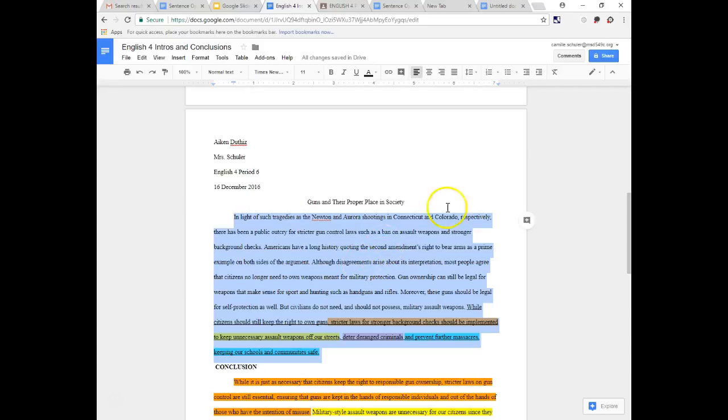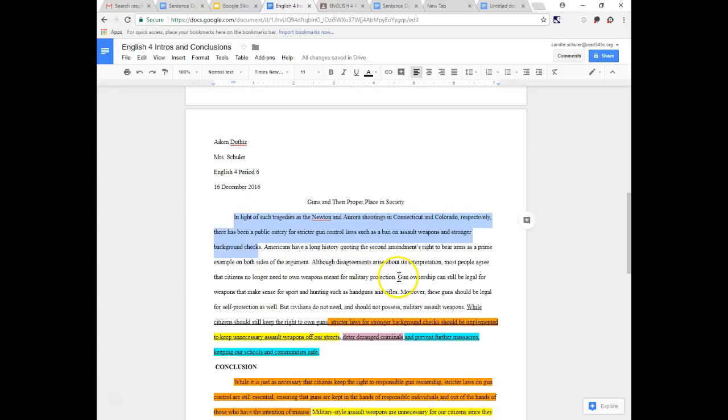Although disagreements arise about its interpretation, most people agree that citizens no longer need to own weapons meant for military protection. Gun ownership can still be legal for weapons that make sense for sport and hunting, such as handguns and rifles. Moreover, these guns should be legal for self-protection as well, but civilians do not need and should not possess military assault weapons. And now the student's going to lead into, while citizens should keep the right to own guns, stricter laws for stronger background checks should be implemented to keep unnecessary assault weapons off our streets. So see, it all ties back to the opening sentence, even though the opening sentence is a little broader.